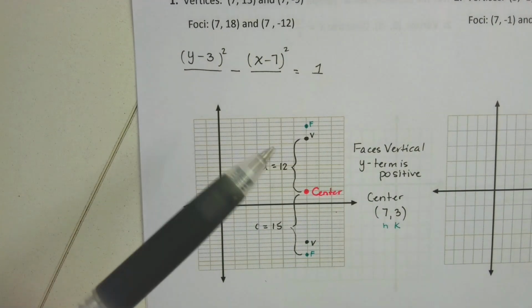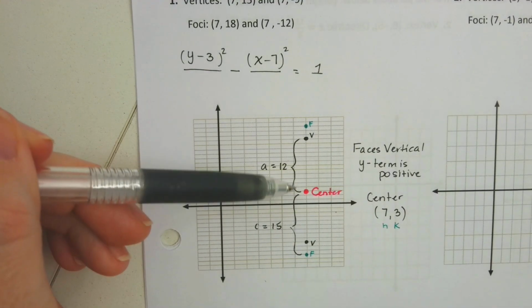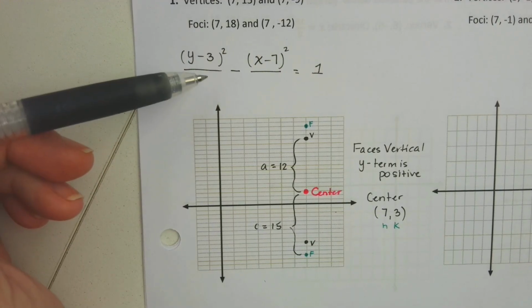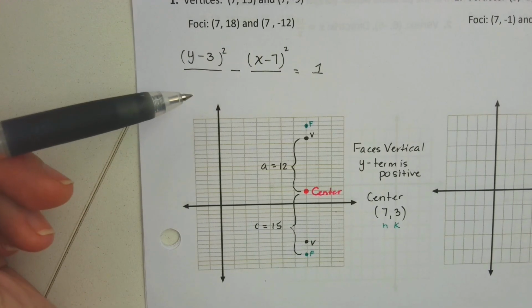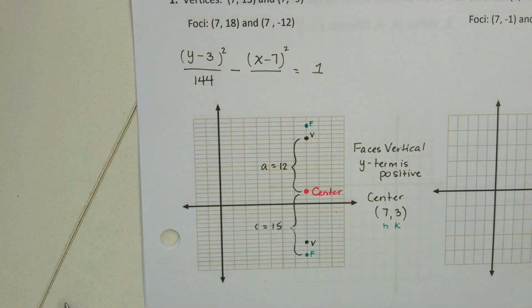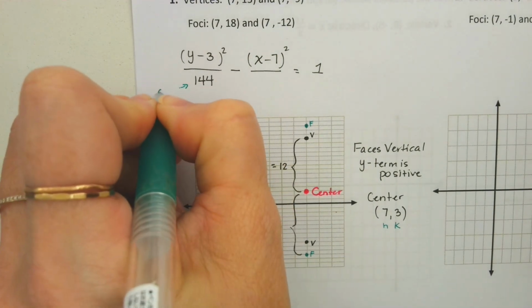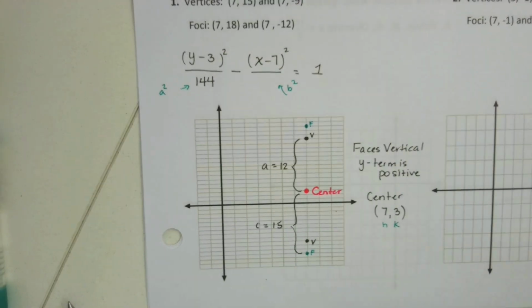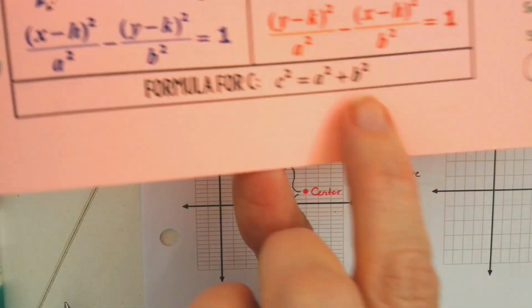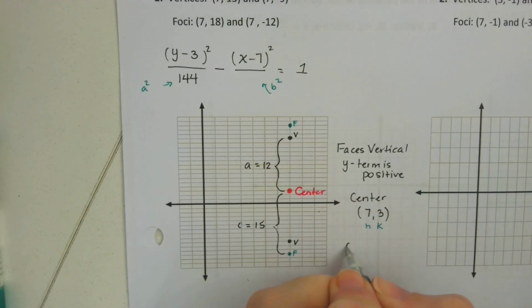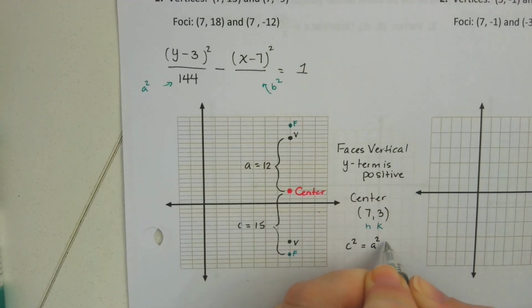Okay. So the distance from the center to the vertex, this is how much we counted in the y direction. So we can put in the y denominator. What would be my y denominator? Is it 12? 144, right, because it should be our a squared. Okay. And then to find our b squared, we're going to use our little Pythagorean theorem equation. Again, for a hyperbola, you are going to add to find your c squared, whereas it's different for an ellipse, you subtract to find your c squared. So our equation would be c squared equals a squared plus b squared.